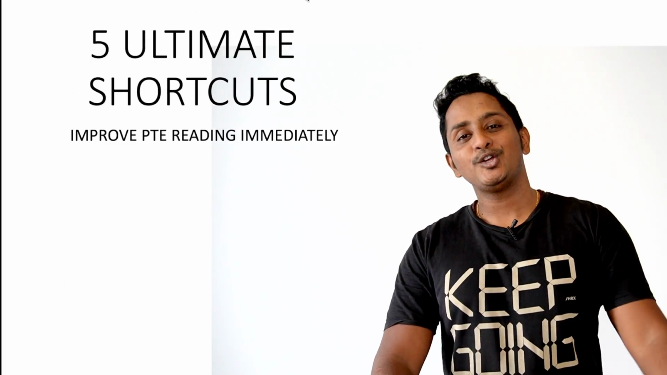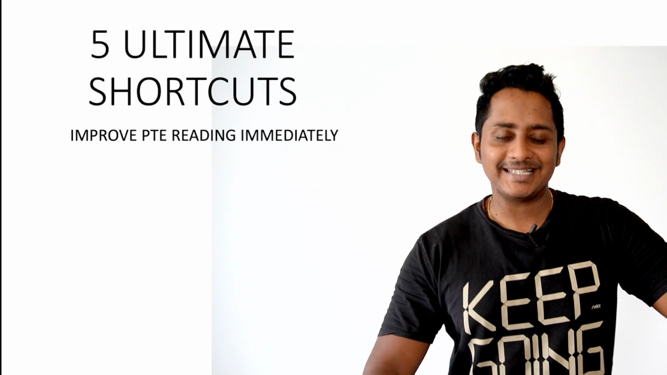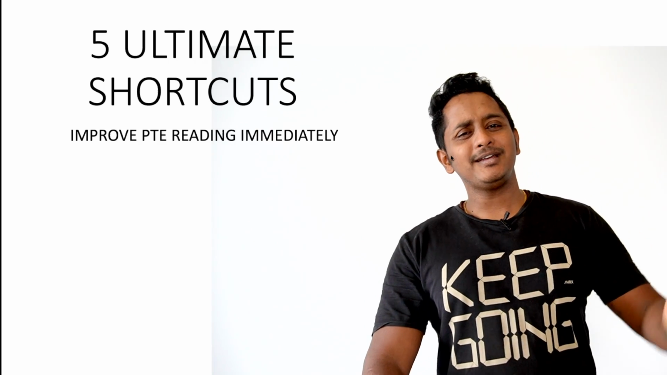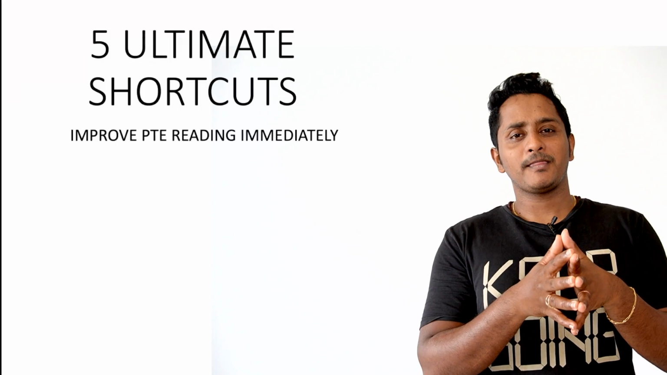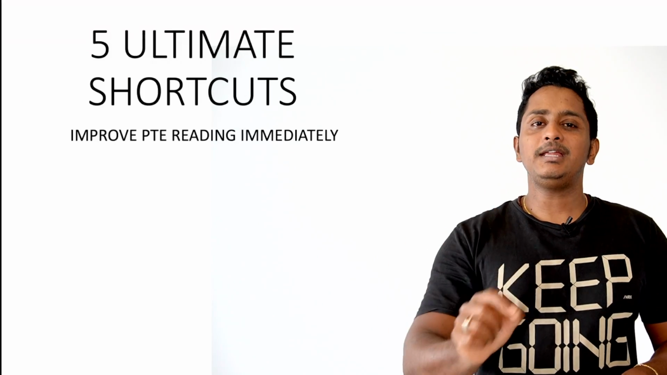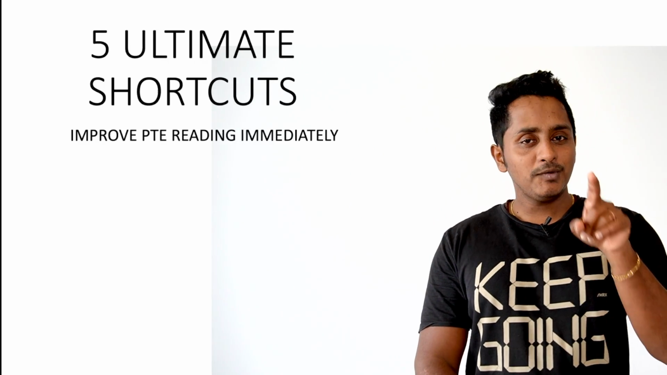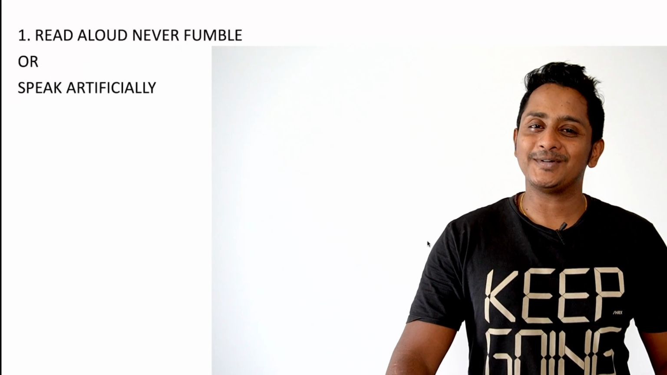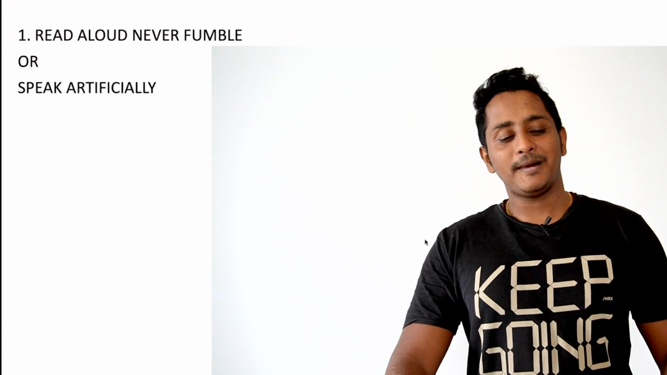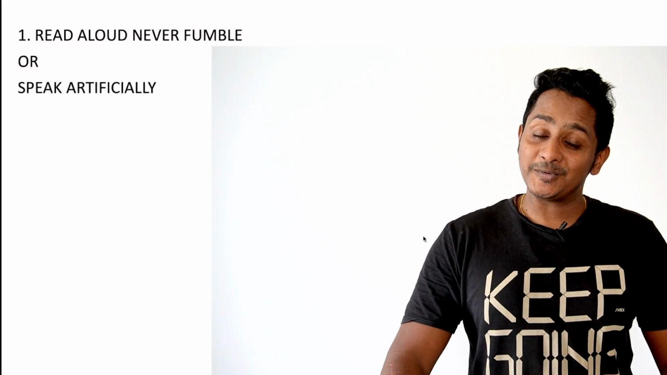Let me just share my screen. 5 ultimate shortcuts to improve your PTE reading scores immediately. Before we get into shortcut number 1, you need to know that read aloud in PTE speaking contributes 30 plus marks towards your reading. So if you want to improve your reading score, the very first thing is read aloud. Never fumble. If you fumble and make mistakes, automatically your reading scores will go down.